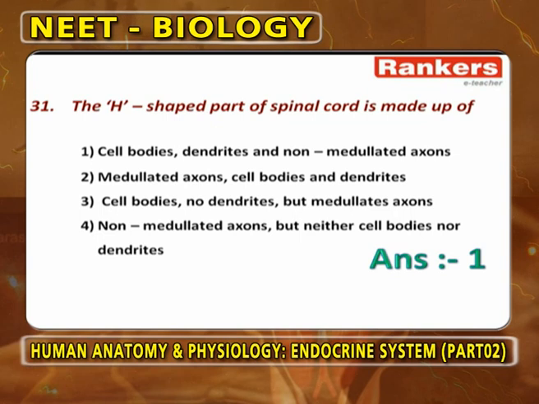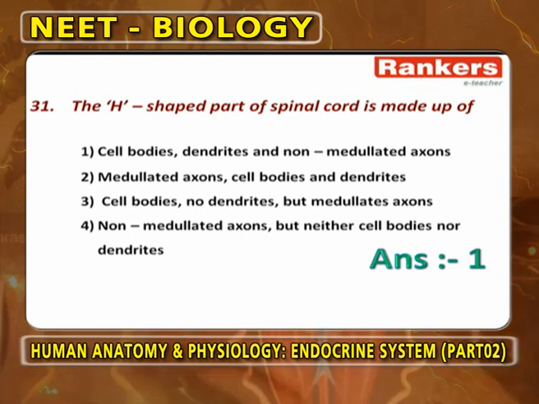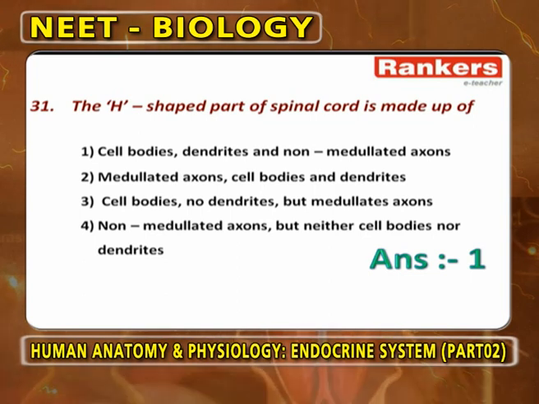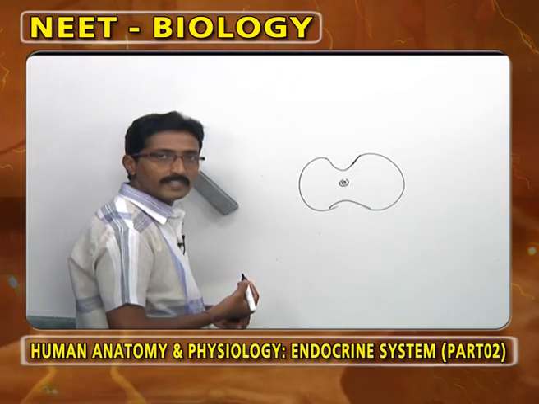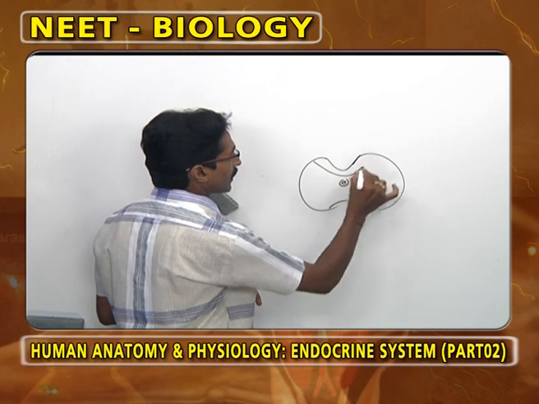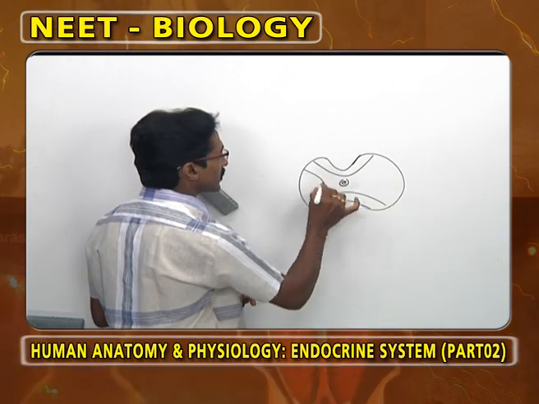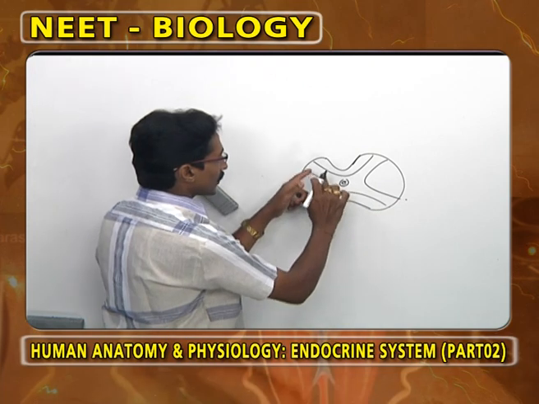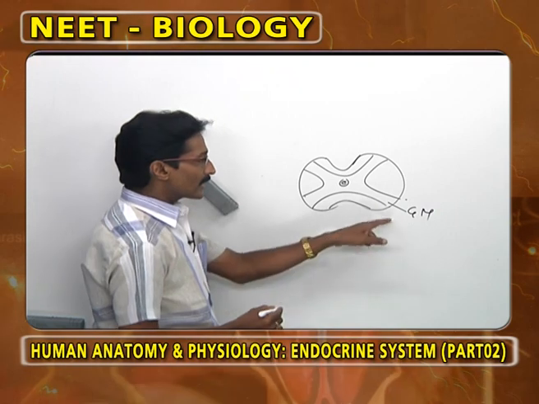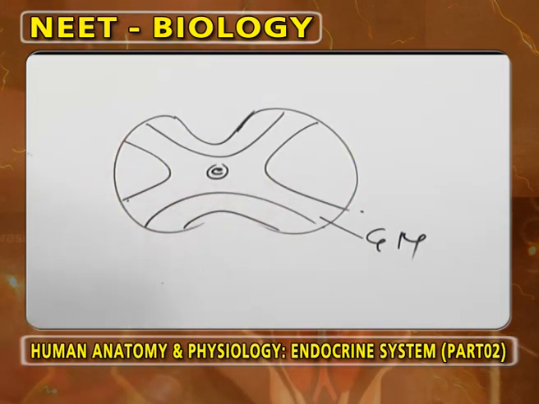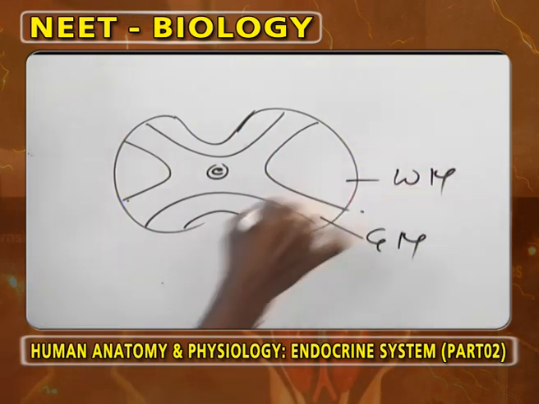The H-shaped part of spinal cord is made up of. Now, as we observe the transverse section of spinal cord, this one we call the central canal. Around the central canal, what is present? The H-shaped grey matter. Now you have to observe the diagram. This one we call the grey matter. What is the shape of grey matter? H shape or butterfly. And this one we call the white matter.